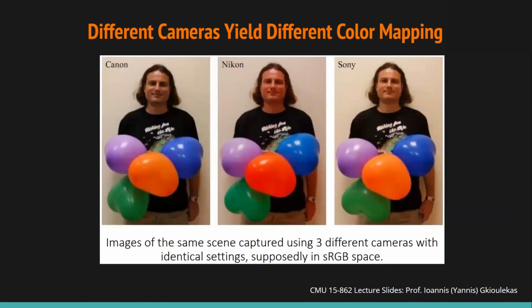Different cameras also yield different color mapping. As you can see here, these three images of the exact same scene or frame yield slightly different colors due to the fact that they're captured across three different cameras.